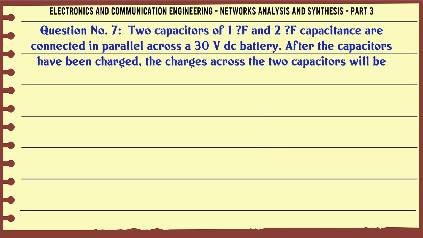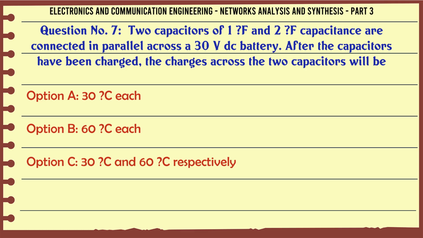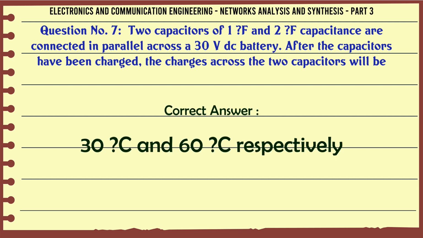Two capacitors of 1 microfarad and 2 microfarad capacitance are connected in parallel across a 30 V DC battery. After the capacitors have been charged, the charges across the two capacitors will be A 30 C each, B 60 C each, C 30 C and 60 C respectively, D 60 C and 30 C respectively. The correct answer is 30 C and 60 C respectively.